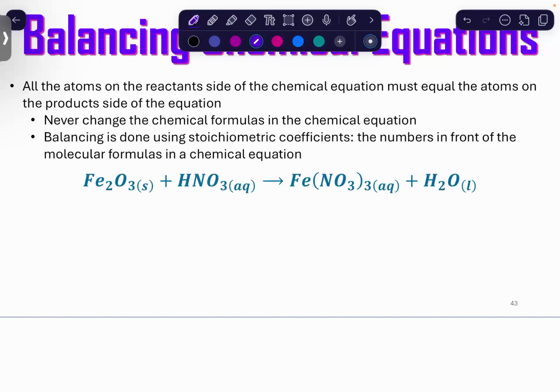So here we have iron 3 oxide. Again, remember each oxide is a -2. I have 3 of them.